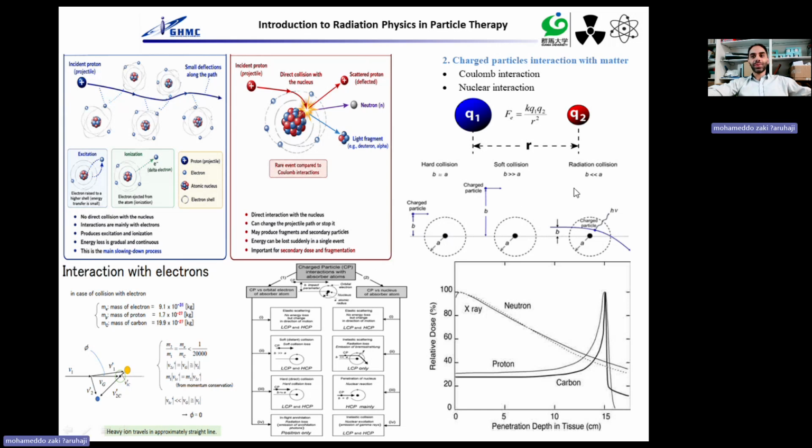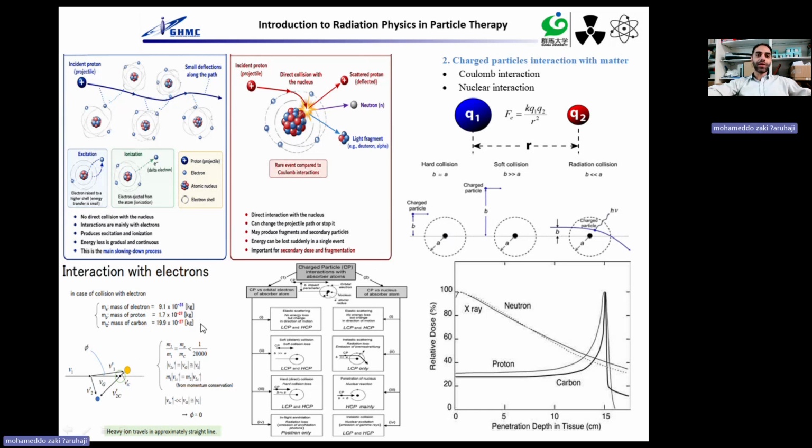And then when B is slightly larger than A, it's going to be a soft collision. When B is less than A, it's going to be a radiation collision. And also, it's very important to consider not only the charge and the distance, but the mass of the particle itself. Different mass has different effects.